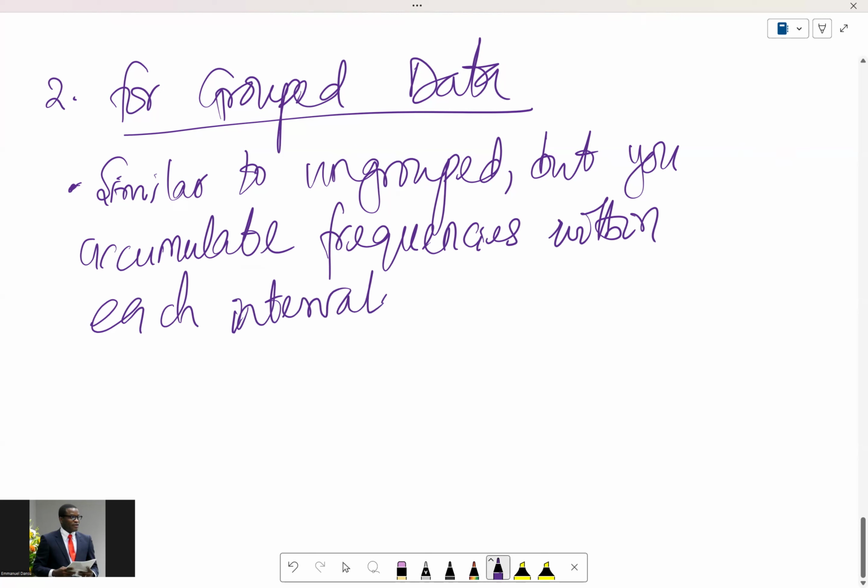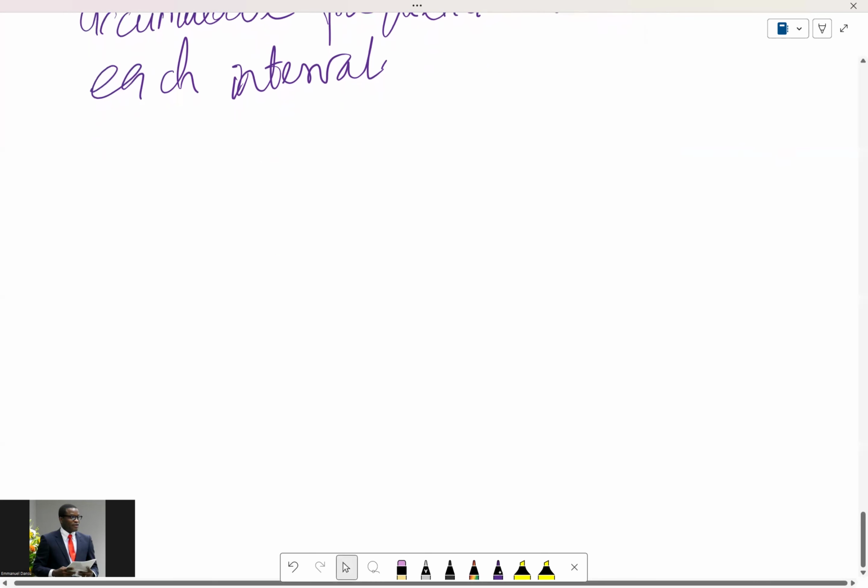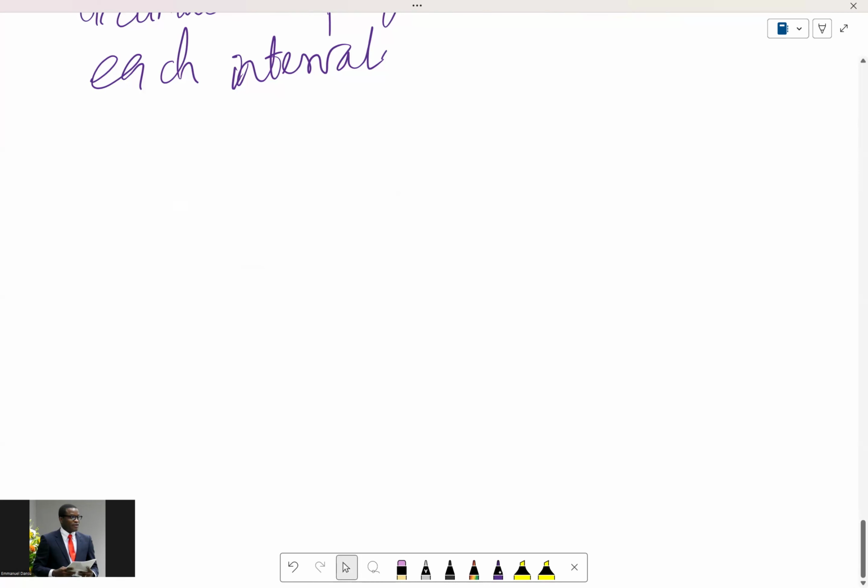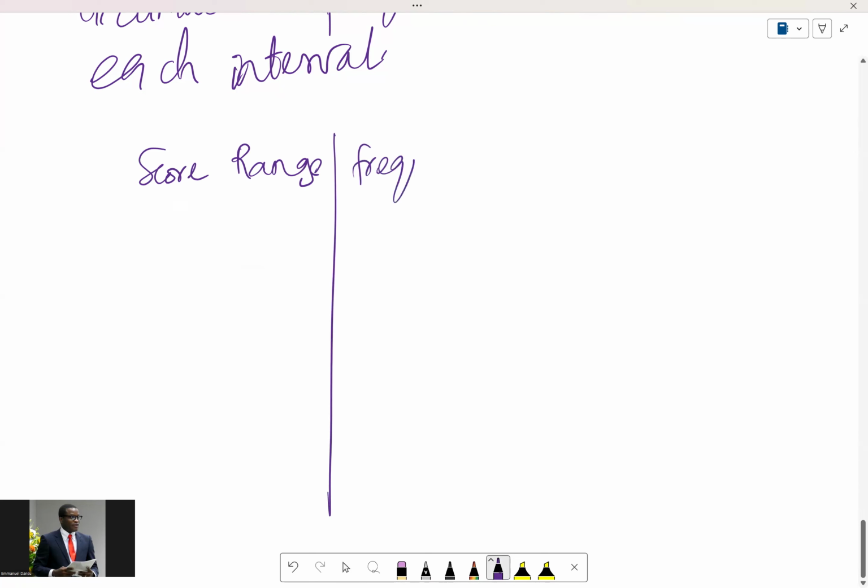Okay. So here now, this second example, we also did. You have the score range, you have the frequency, then you have the cumulative frequency. Most times you just write that as CF, cumulative frequency.